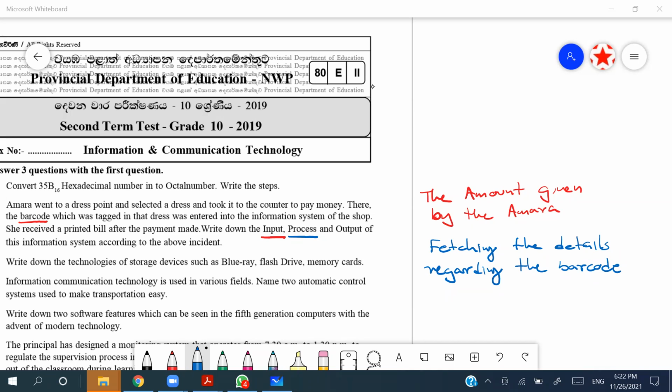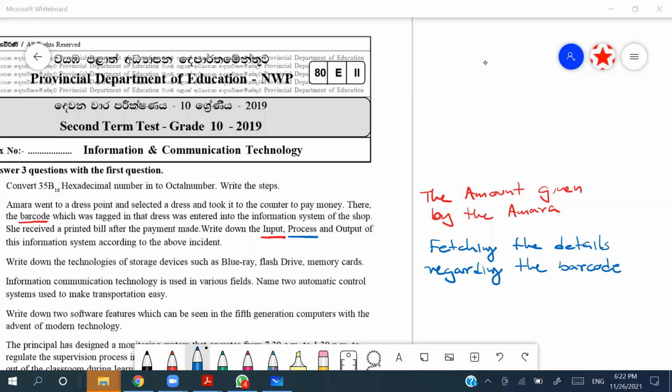Paying money as an input? No, you can't say paying money as an input, because they have specifically asked here what the inputs for the information system are. Now, we are not paying money to the information system. So when she paid the money, the cashier will insert the amount of money that she paid, right? So that is the one which should come as the input.